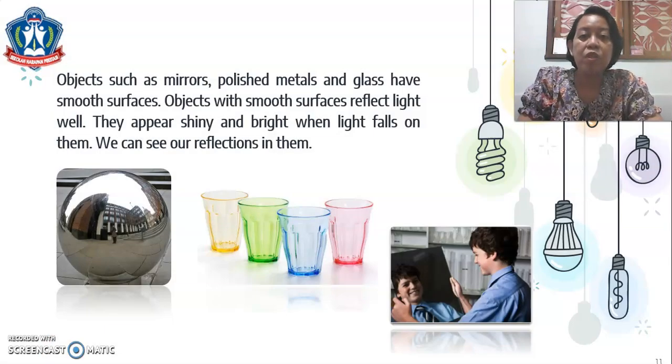Objects such as mirrors, polished metals, and glass have smooth surfaces. Objects with smooth surfaces reflect light well. They appear shiny and bright when light falls on them. We can see our reflections in them. Look at the examples here.